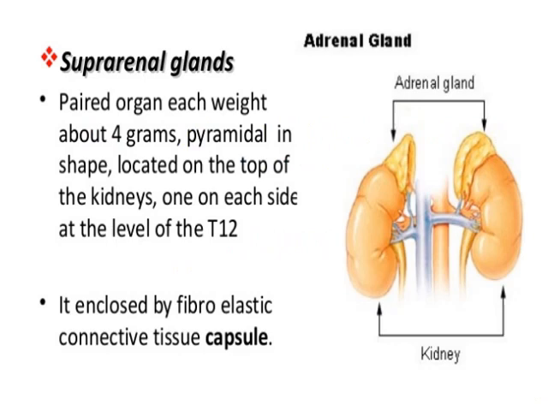A few words about the adrenal gland anatomy. The adrenal glands are also known as the suprarenal glands, suprarenal because they are present above the upper pole of both kidneys. They are paired organs, each weighing about 4 grams. They are pyramidal in shape and located on the top of the kidney, one on each side, at the level of the T12 thoracic vertebra. It is enclosed by fibroelastic connective tissue.